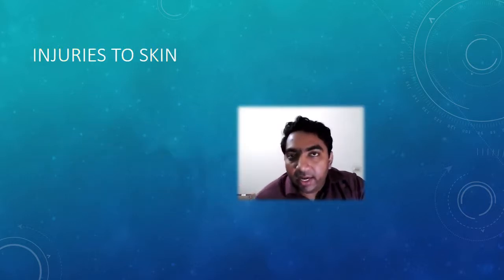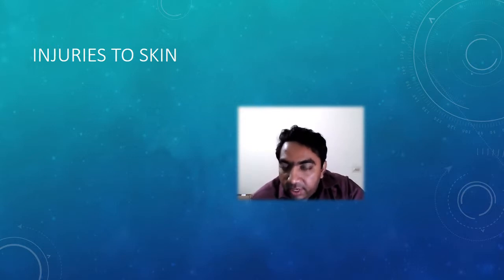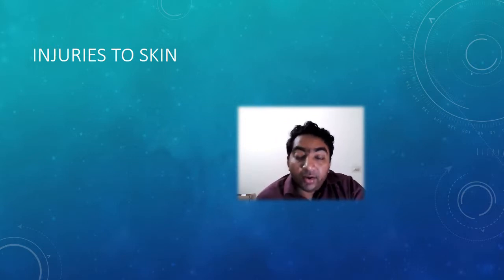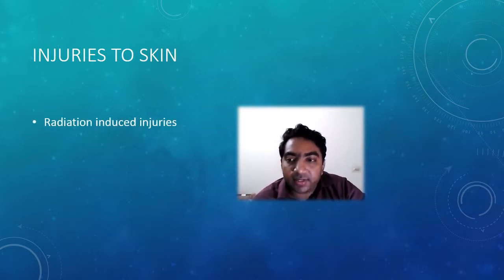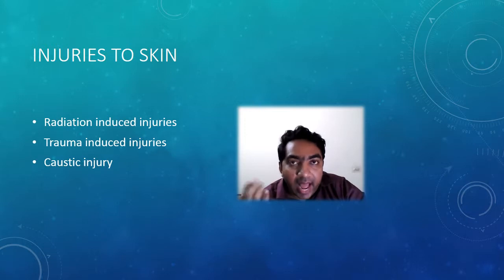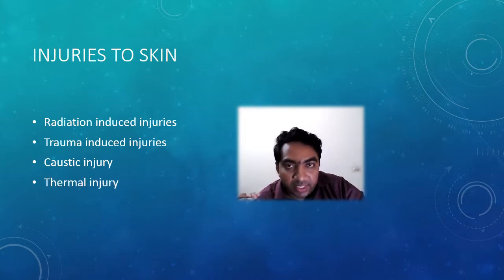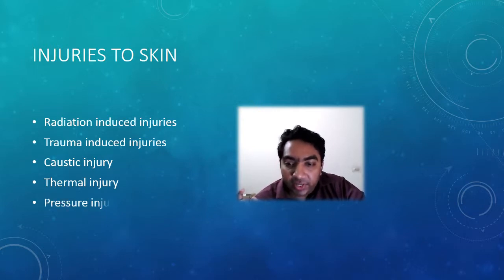Injuries to the skin can be of different types. They can be radiation-induced injuries, trauma-induced injuries, caustic injury, which is caused by either an acid or an alkali or a chemical, thermal injuries, which are generally burns, and pressure injury, which mainly includes bed sores.